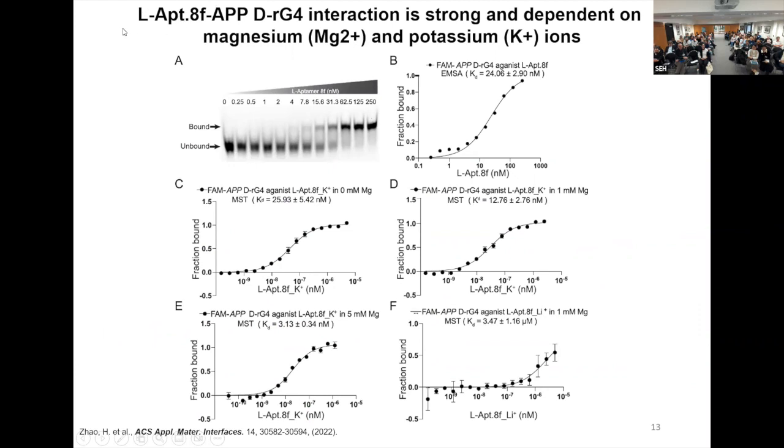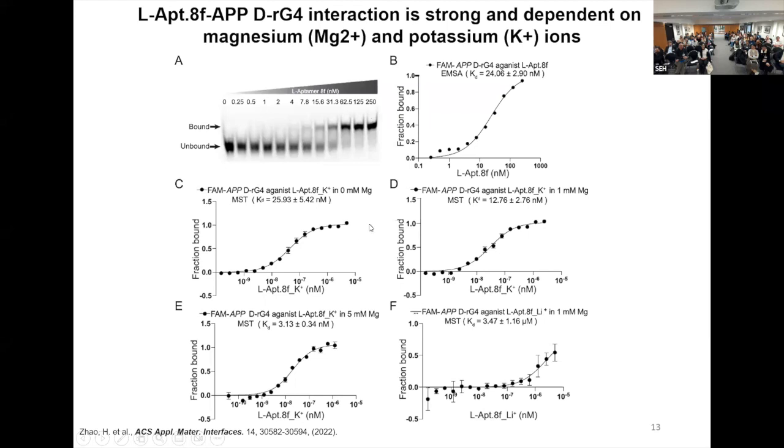So we purchase chemically synthesized L aptamer and then bind to the D target, the APP RG4 target. And we found the KD to be quite similar to the D aptamer, L target one. So this is 24 nanomolar.